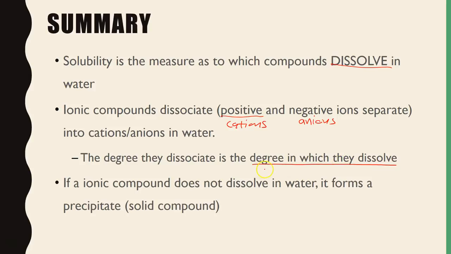So the more they dissociate, the more readily soluble they are. The less they dissociate, the less readily soluble they are. And if an ionic compound does not dissolve in water, it forms a precipitate, or a solid compound, or cloudy mixture.